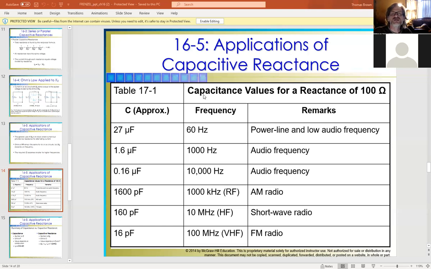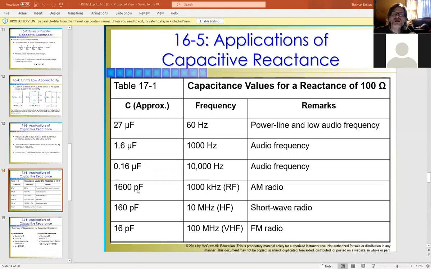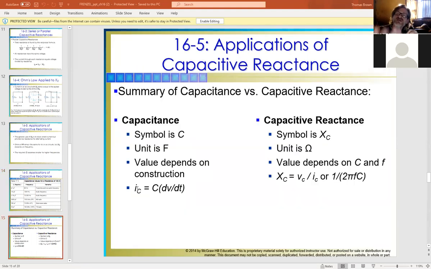So in this case, he says, okay, if we want to get a reactive value of 100 ohms, this is what we need to do to set it up. And you'll notice the higher the frequency goes up, the lower the capacitive value. And that's to keep that formula stable, so we get to keep a good reactive value, in this case, 100 ohms.